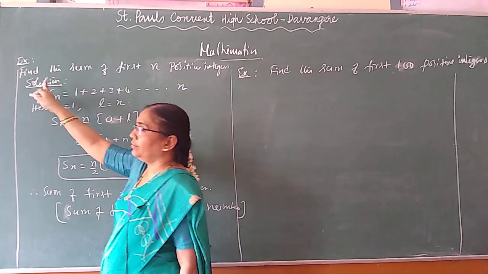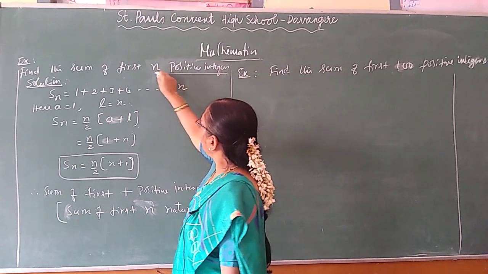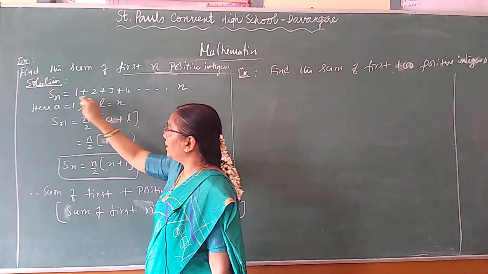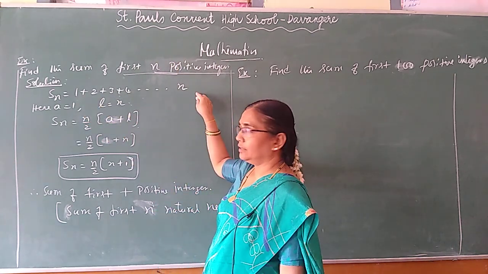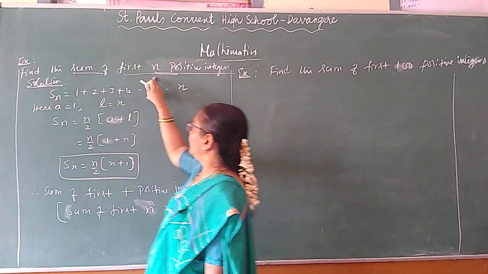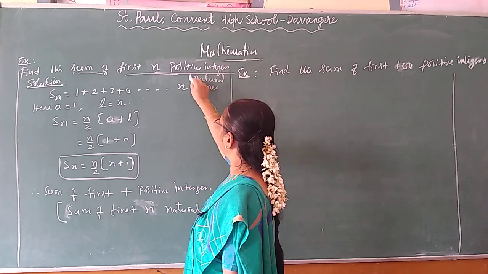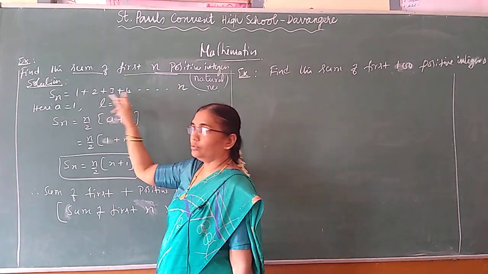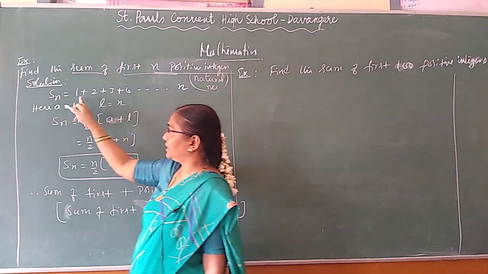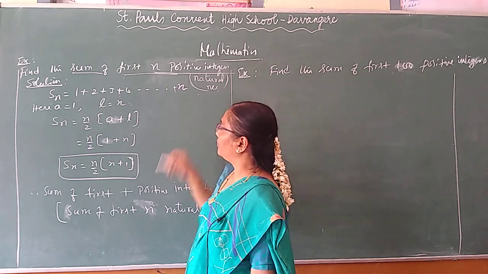Okay children, now we will find the sum of first n positive integers. See, the first n positive terms are nothing but they start from 1, 2, 3, 4 till n. So they said sum, therefore we will consider Sn. Positive integers are nothing but natural numbers. We know that the natural numbers contain 1, 2, 3, 4 like that. Therefore, the sum of first n natural numbers is represented as Sn is equal to 1 plus 2 plus 3 plus 4 up to n.